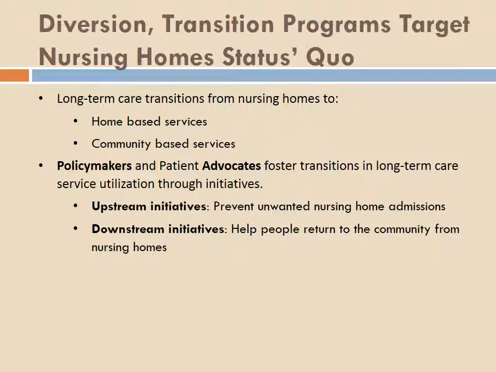As America's aging population continues to grow, many are showing a preference for less restrictive options of long-term care, specifically care that is either based in one's home or community-based services. Policymakers and patient advocates have stimulated the transition from nursing home to home and community-based services through initiatives that are considered either upstream, whereas they prevent unwanted nursing home admissions, or downstream, which are initiatives that help people return to the community after being in a nursing home.